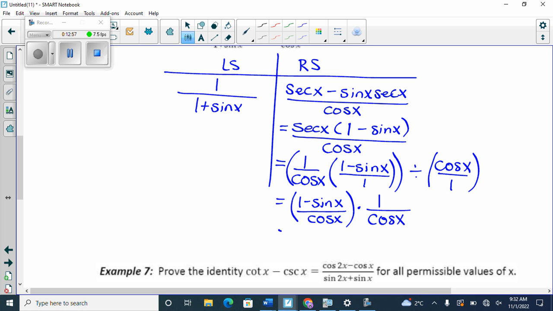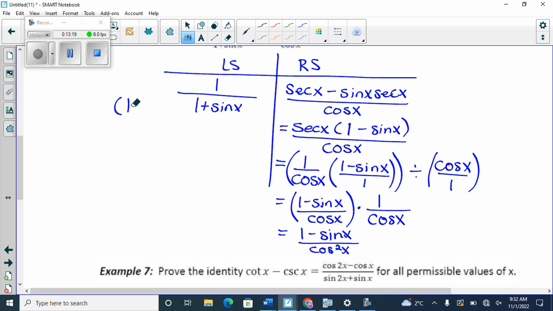So now on this side, I have 1 minus sine x over cos squared x. Can I multiply by the conjugate now? Yeah, but I've run out of room, so I'm going to start working on the left-hand side. It doesn't matter. You could have just worked the whole right-hand side, but I'm going to start and see what I can do to the left.